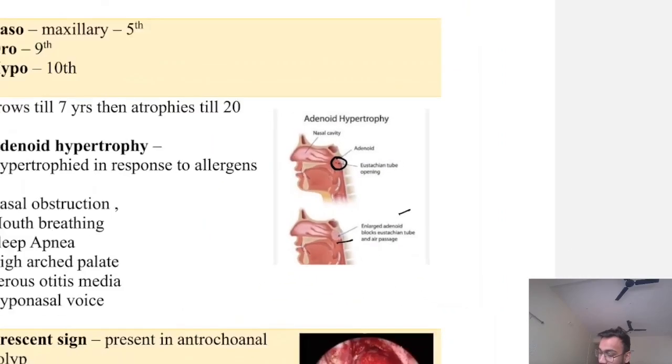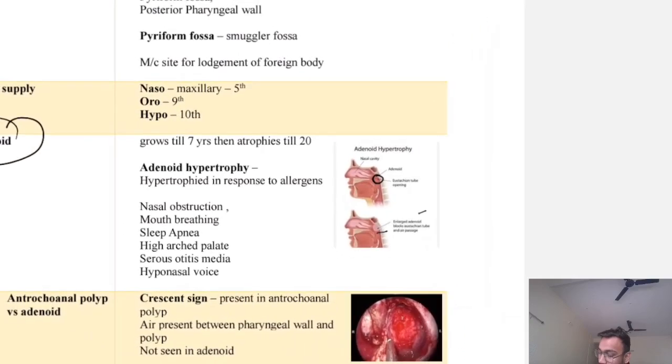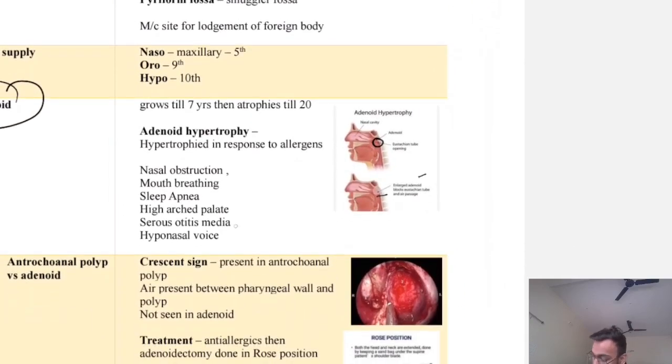So obviously it blocks the eustachian tube. Blocking the eustachian tube leads to serous otitis media and hyponasal voice, because this adenoid blocks the nose. So the patient will present with adenoid voice, hyponasal voice, and nasal obstruction.